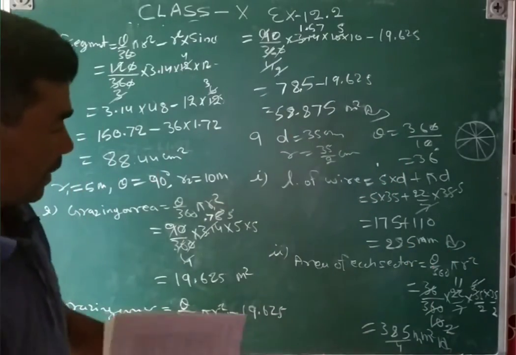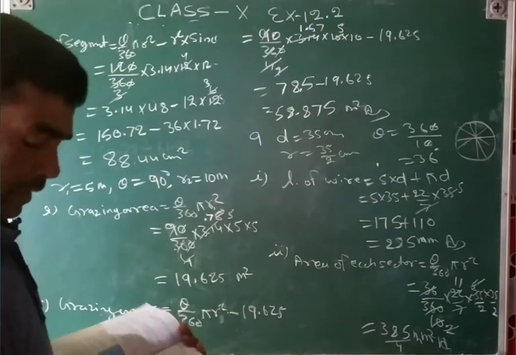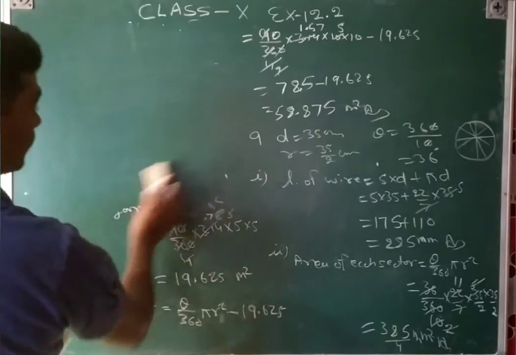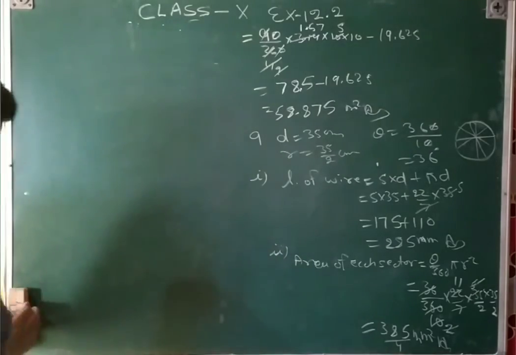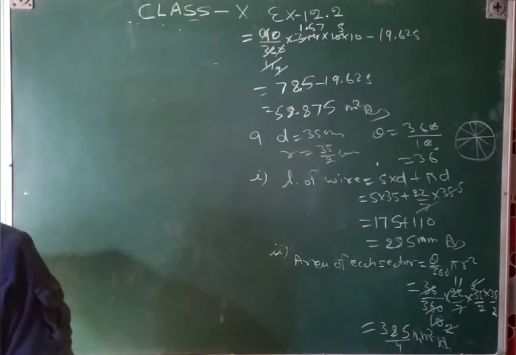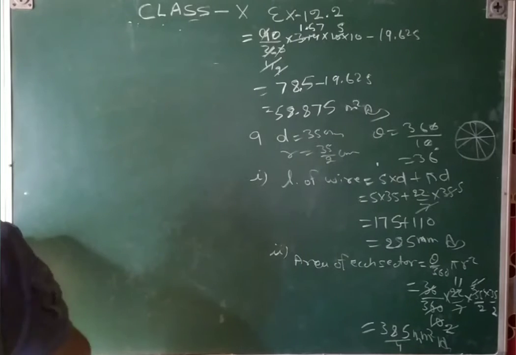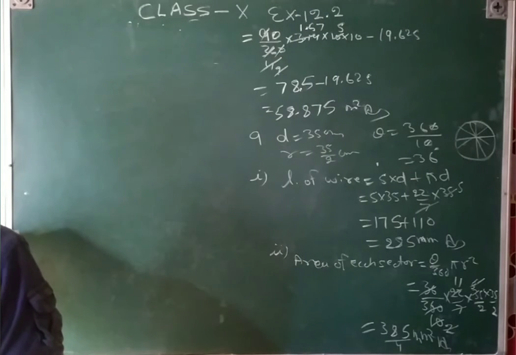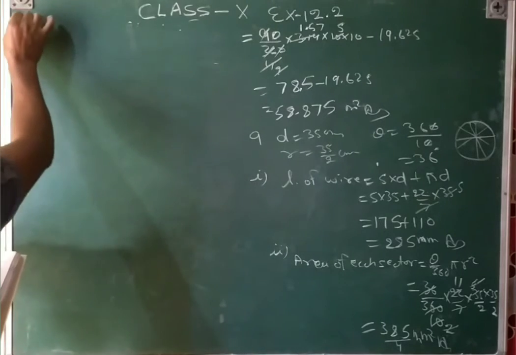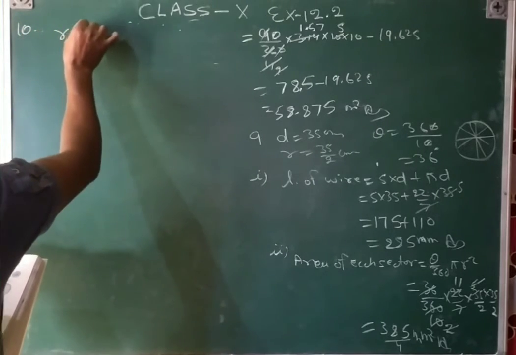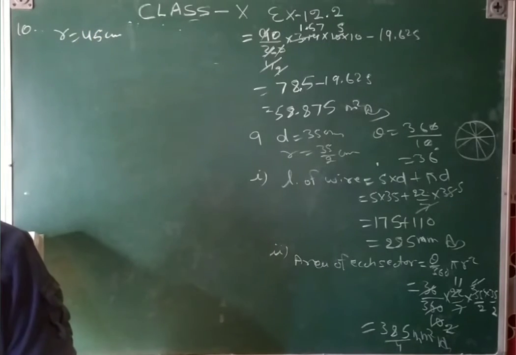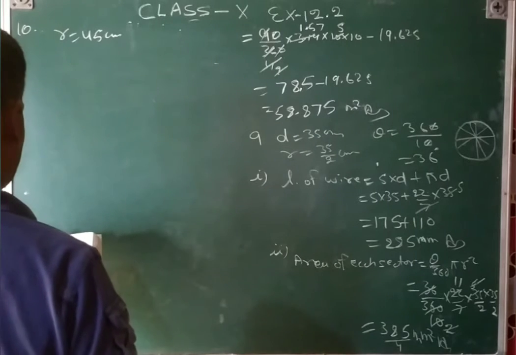And then question number 10. An umbrella has 8 ribs which are equally spaced. Assuming the umbrella to be a flat circle of radius 45 centimeter, so r is equal to 45 centimeter. Find the area between two consecutive ribs of the umbrella.